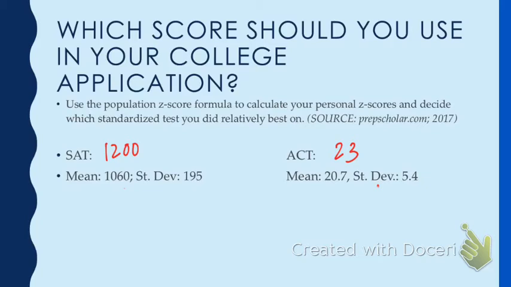So the formula, do we remember what it is? Value minus mean over standard deviation. So I want you to find your z-score for your SAT, and I want you to find your z-score for the ACT. And this way you're going to know, okay, I actually did better on the ACT than I did on the SAT, because we're taking both of our scores and putting them on an even playing field. This is how we're going to actually get to compare our scores, because they're on different scales.